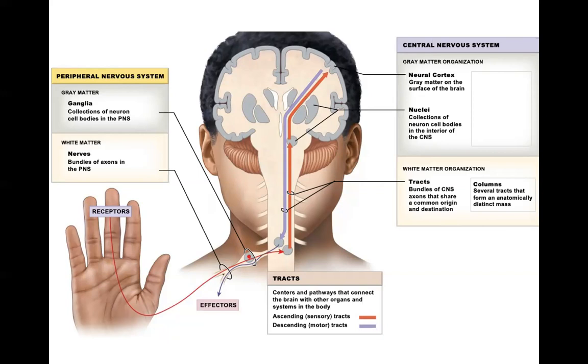Particularly within the spinal cord, when you have several tracts that are forming an anatomically distinct mass, then they're called columns. So tracts that are clumped together, they're called columns.